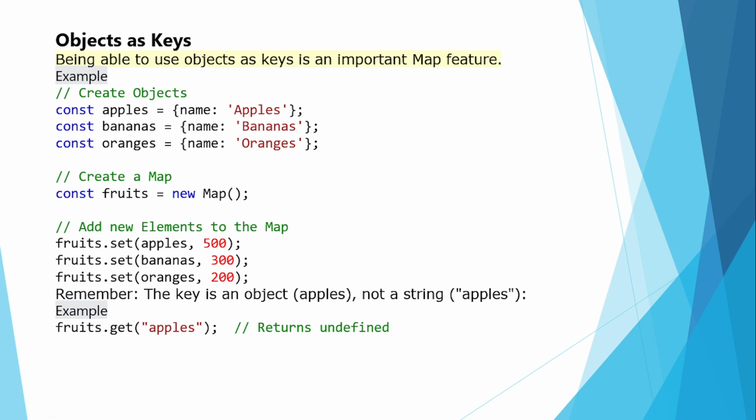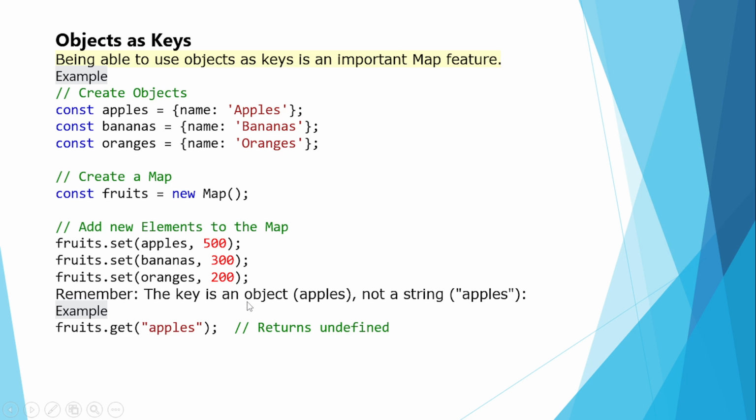Object as a key. Being able to use an object as a key is an important map feature. For example, create an object, like name apple, name bananas, name oranges. Here we are creating another map and adding new elements to the map by using the set method, adding some more values in our map.